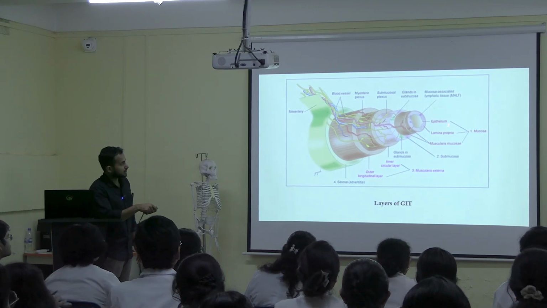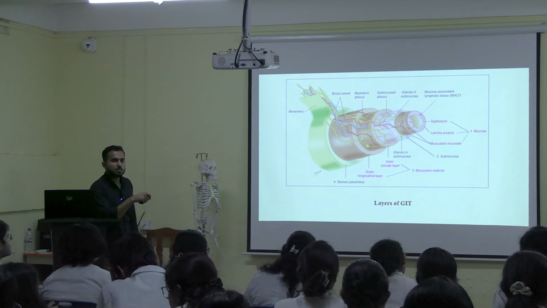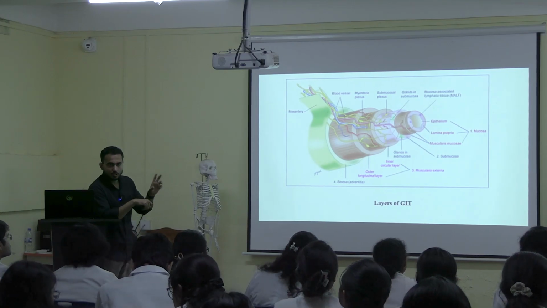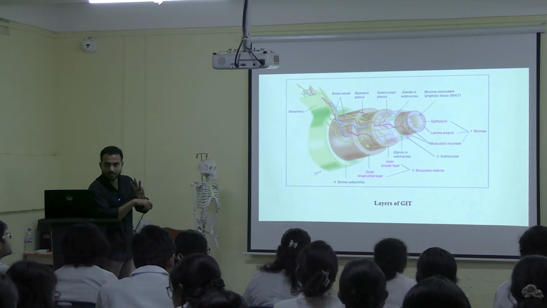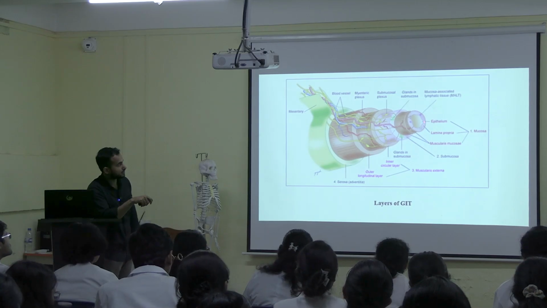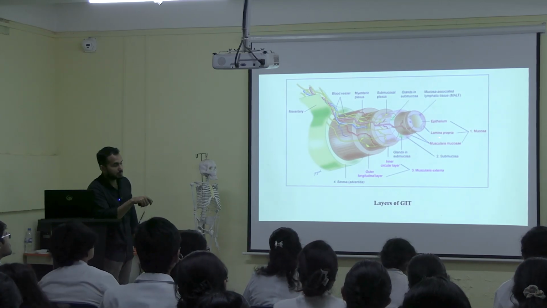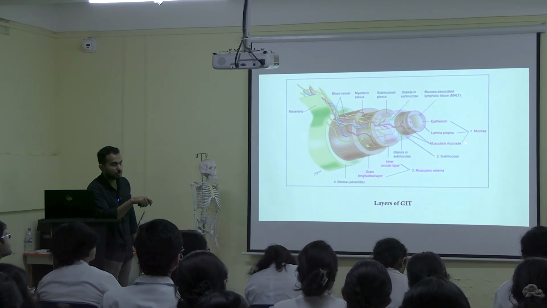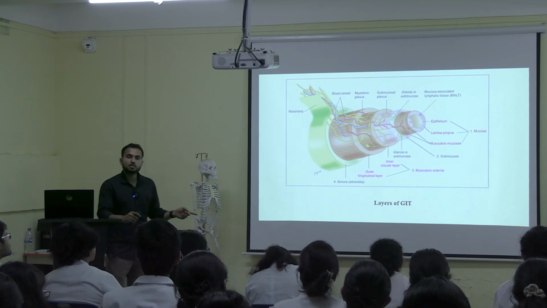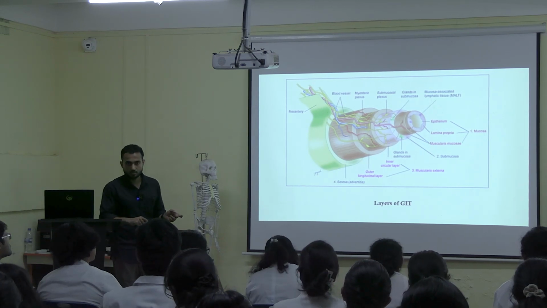ये देखो. This is the mucosa. So mucosa is made up of how many layers? 3 layers are there. First is the lining epithelium, as you can see. Next is the lamina propria, followed by the muscularis mucosae. Now in muscularis mucosae also smooth muscle cells are present.